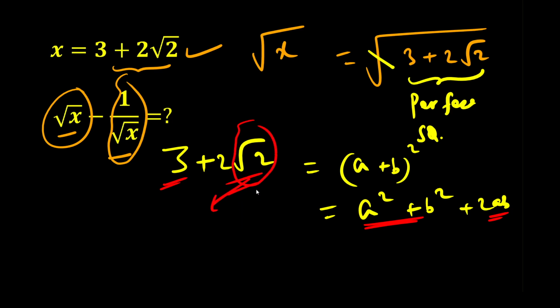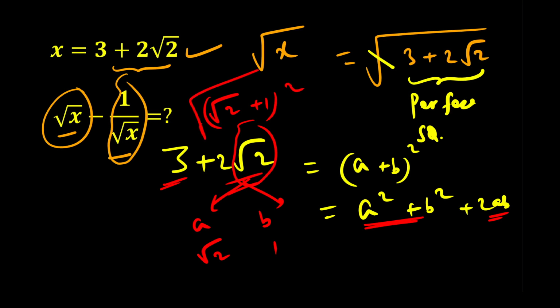So let's say I split them in two parts, a and b, root 2 and 1. If I square them, 2 and 1, 2 plus 1 is 3. So it means that I can rewrite this as root 2 plus 1 whole square. And if I take a square root over this, then I can cancel them out. So from here I will get root 2 plus 1. So root x is root 2 plus 1.